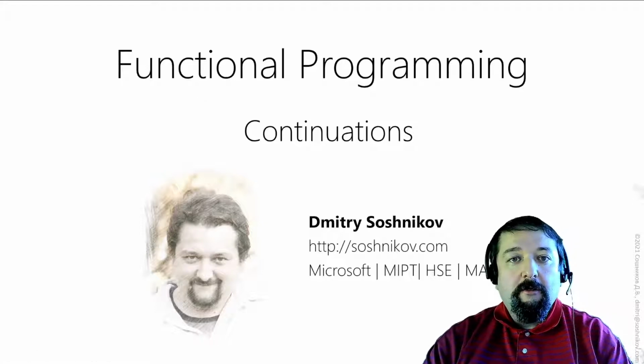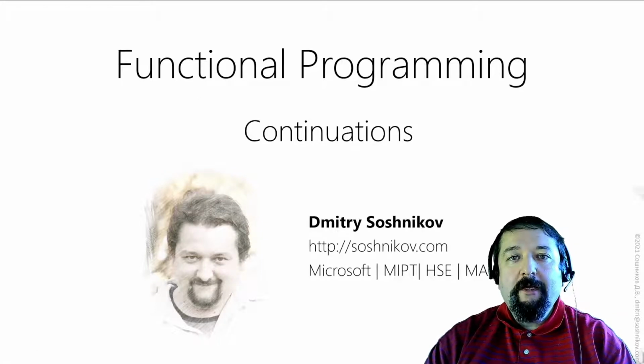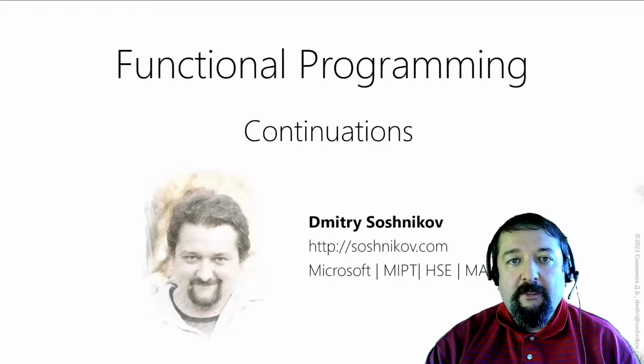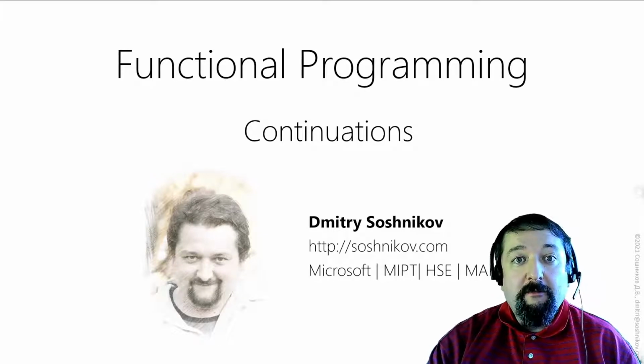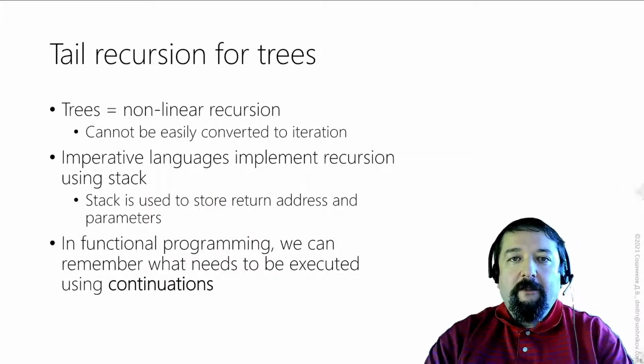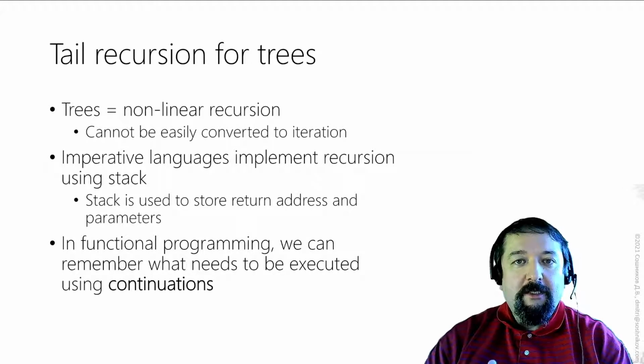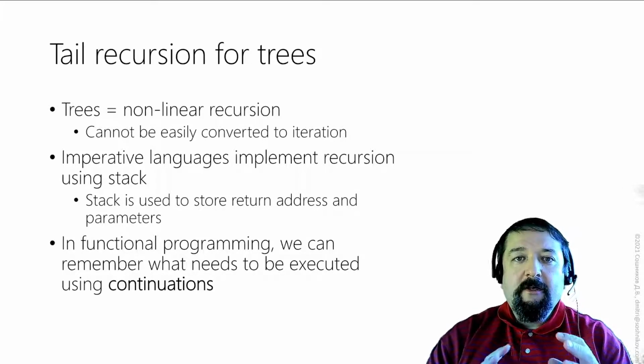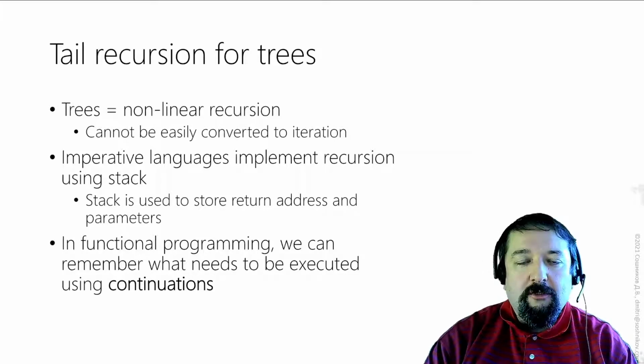And we will continue now talking about trees, and we will try to think how can we make functions that process trees to be tail recursive using the notion of continuations. So the idea of tail recursion is that we can convert a recursion into iteration by arranging the function in such a way that the function call is the last one that happens during function execution.